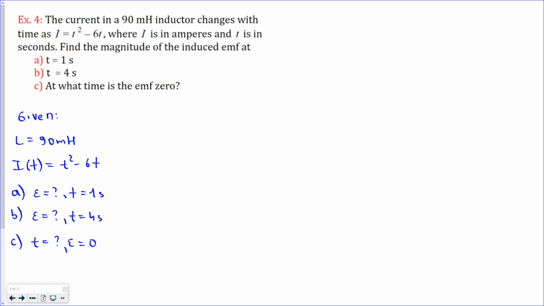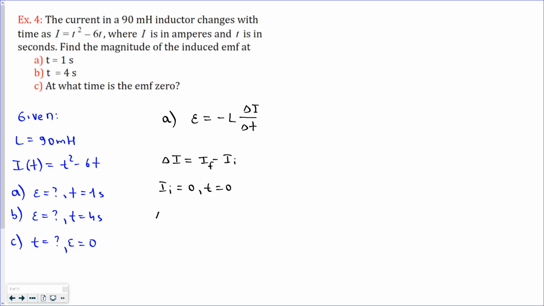So now what we do here, we know that the induced EMF will be change in current over change in time. So the key thing is to find change in current, sorry. It is the final current minus the initial current. So the initial current is when time is 0. From the equation we know that the initial current is 0.